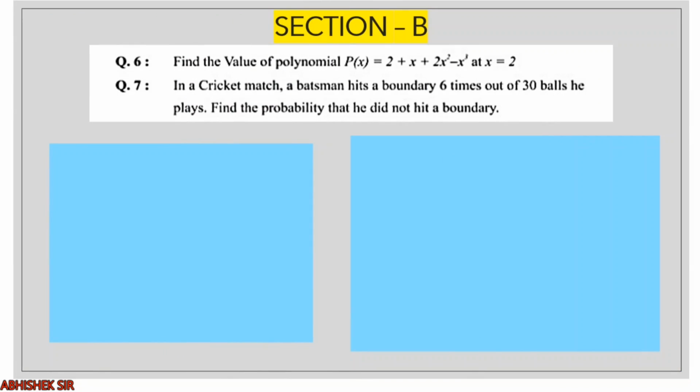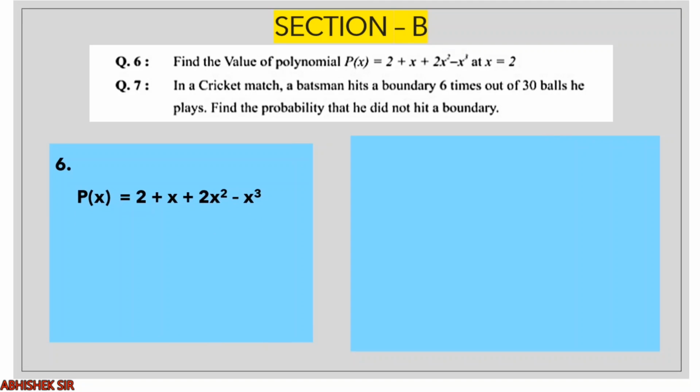So in section B we have questions worth 2 marks each. Now question number 6 is find the value of polynomial p of x equals 2 plus x plus 2x square minus x cube at x equals to 2. So we just have to put 2 instead of x and then we will have to find out all the values. So let us start question number 6.